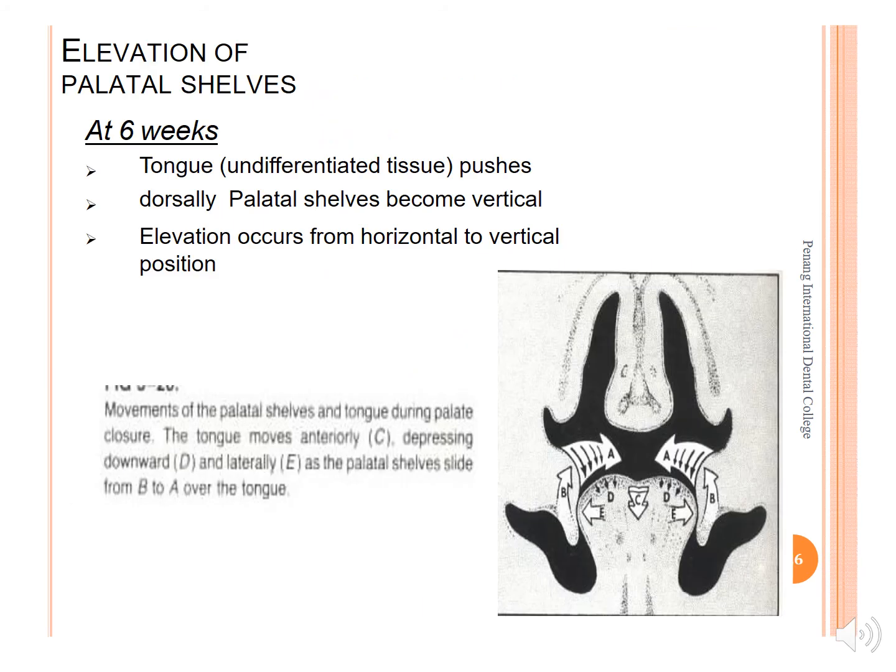So now, when will the elevation of the palatal shaft occur? It occurs around 6 to 8 weeks, where the tongue pushes dorsally and the palatal shaft becomes vertical. Elevation occurs from horizontal to vertical position. And then this diagram shows the movement of the palatal shaft and tongue during palate closure. The tongue will move anteriorly and will depress downward and laterally as the palatal shaft slides from B to A over the tongue.